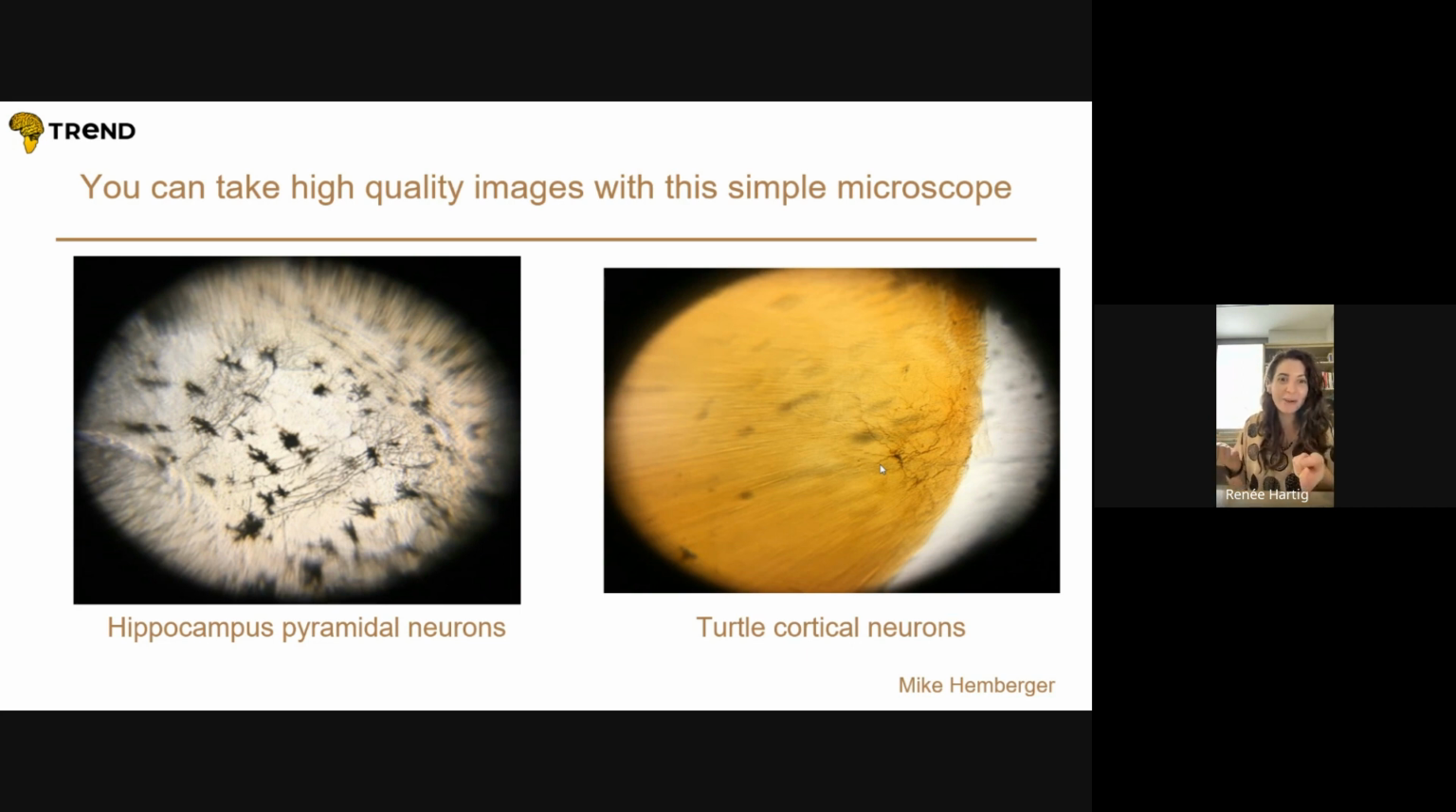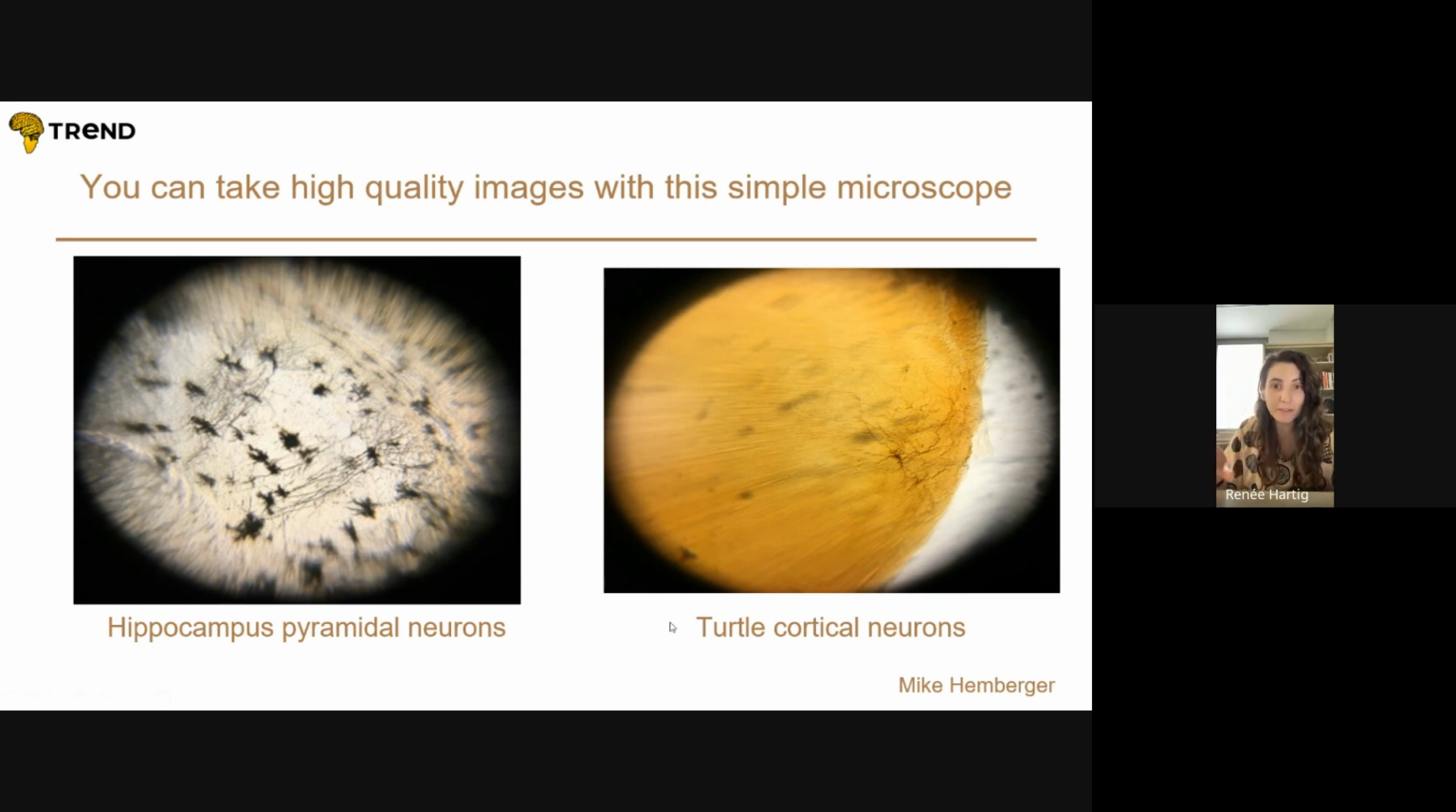So actually, considering it's low cost, under $100, you could actually take high quality images with this simple microscope. And so here's an example. You could see the image on the left. You have a hippocampus, pyramidal neurons. These are long range projection neurons, and they're in a part of the hippocampus, which is an area of the brain that might be heavily involved in memory and learning processes.